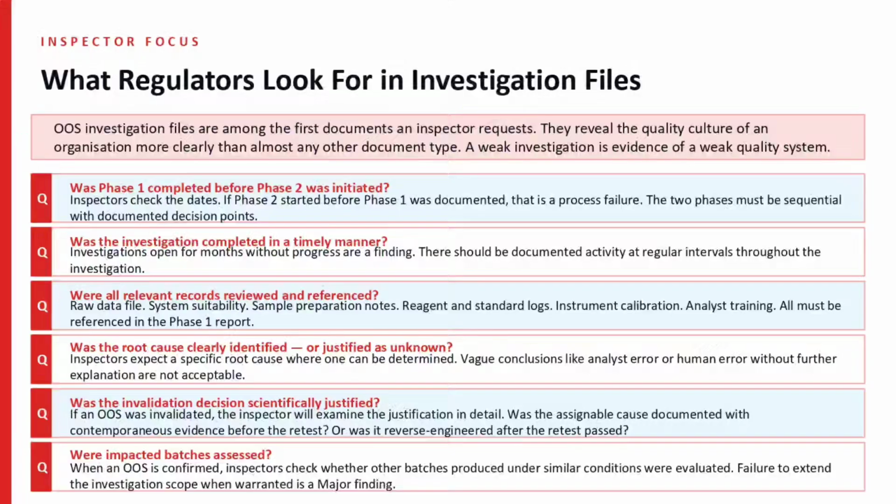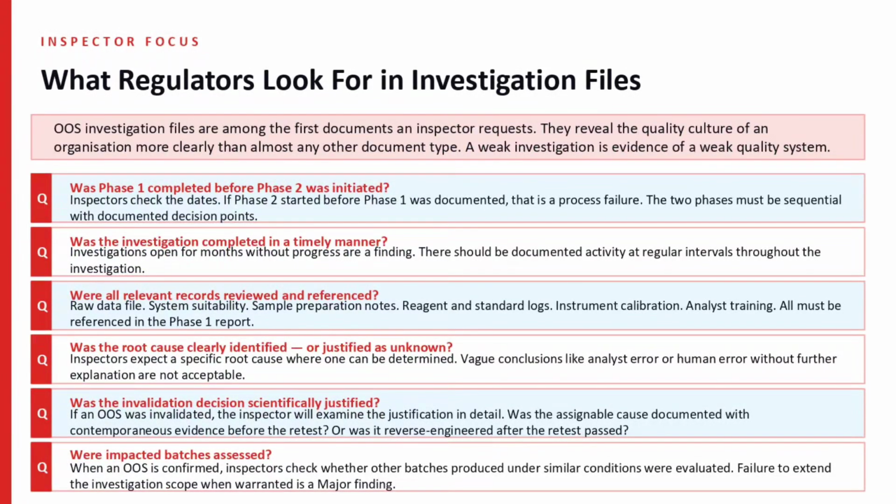First, was Phase 1 completed before Phase 2 was initiated? Inspectors check the dates on every document. If the batch record review occurred before the Phase 1 documentation was complete, that is a process failure regardless of the outcome. Second, was the investigation completed in a timely manner? They will count the days. An investigation that is still open after 45 days without a documented extension approval is a finding.